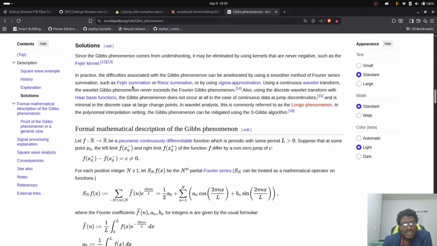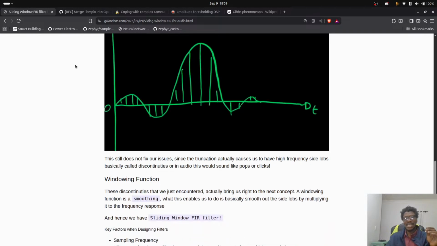We're basically going to apply something called a window function. A window function basically removes these discontinuities, removes these little ripples that we have introduced by doing a truncation. It's basically a smoothing function. But this window function that we're looking at right now is applied on the filter itself, not on the data. That will come later, okay?